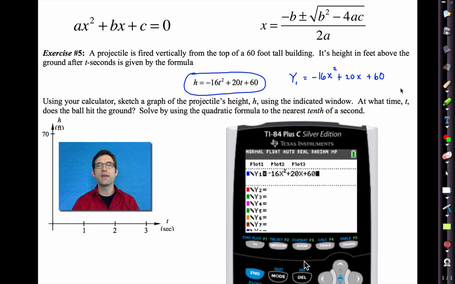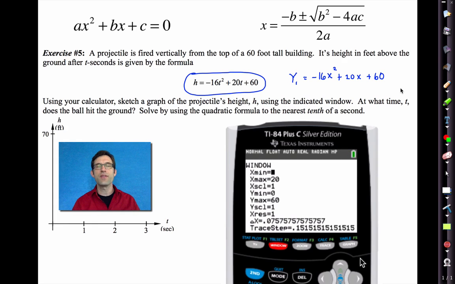All right. Now, in terms of the window, what's neat is that the problem's given me the window, right? Because I know that the x-axis, here it's the t-axis, just goes from 0 to 3. So my minimum x value is 0, and my maximum x value is 3. On the other hand, the y-axis, which I realize here is h, its smallest value really is the ground height. It's 0. And its largest value is 70. So let's set 0 for y min and 70 for y max. Now we have everything in there we need to. Check the equation, check the window, and we're ready to graph. Let's hit the graph button.